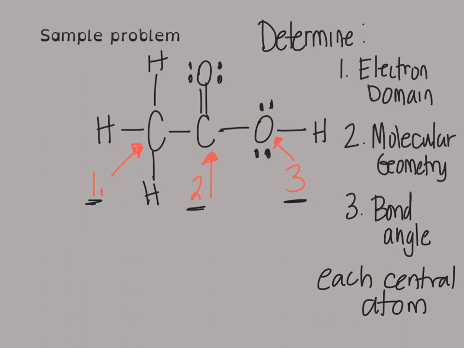I'd like you to come up with the answers. So I want you to submit these to your homework, listing 1, 2, and 3, which will represent the 3 different center atoms, and then list the electron domain, the ED, the molecular geometry, the MG, and the bond angle.